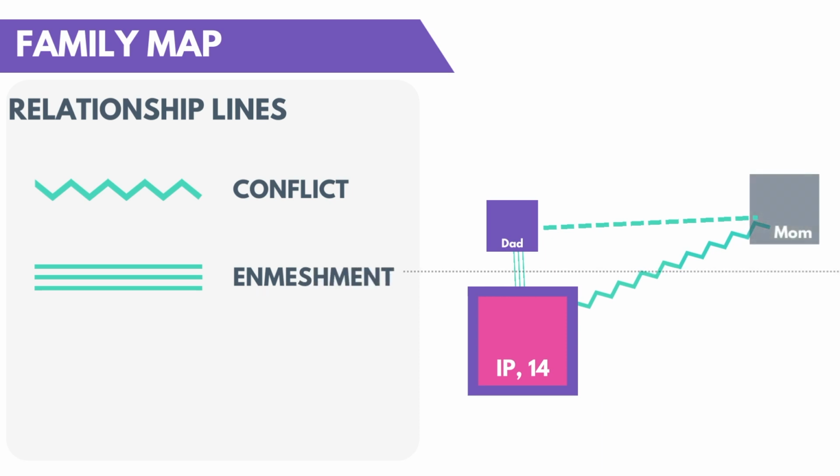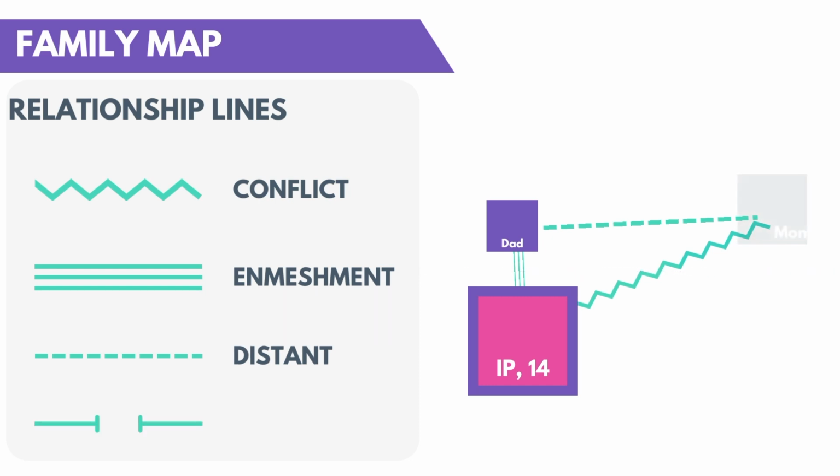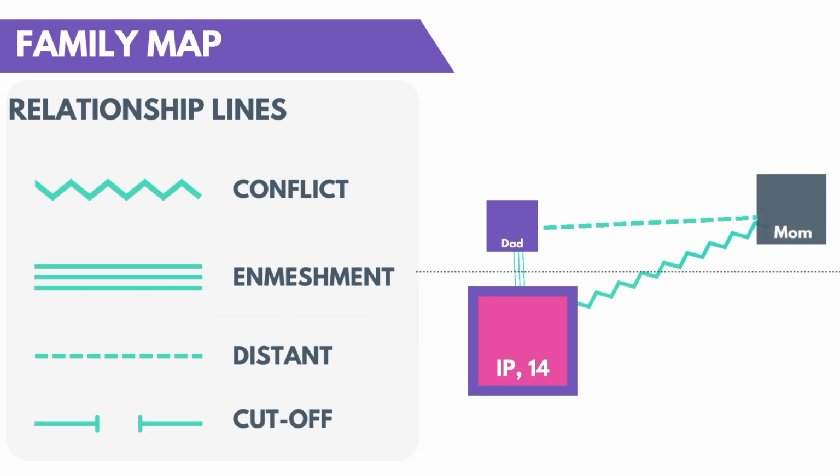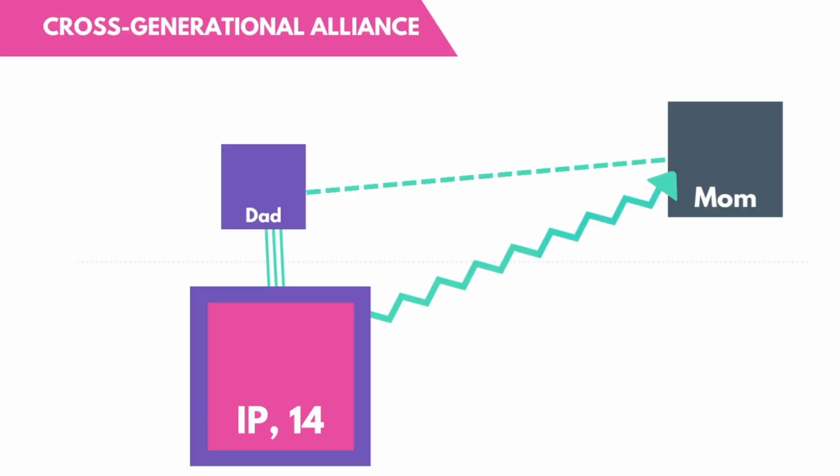The teenager in this family scenario has a lot of power or influence and is in a lot of conflict with mum. Mum and dad have some distance between them, and the teen seems to be a bit enmeshed with dad. Cutoff is another relationship line that you can depict, but it's not appropriate for this family. What we're looking at is called a cross-generational alliance. The enmeshment between the IP and dad combined with the conflict towards mum seems to indicate this pattern.